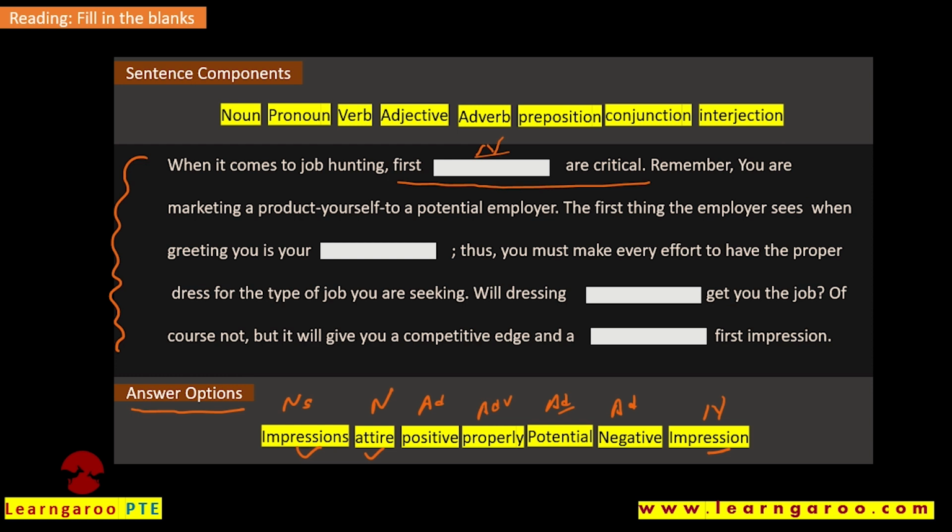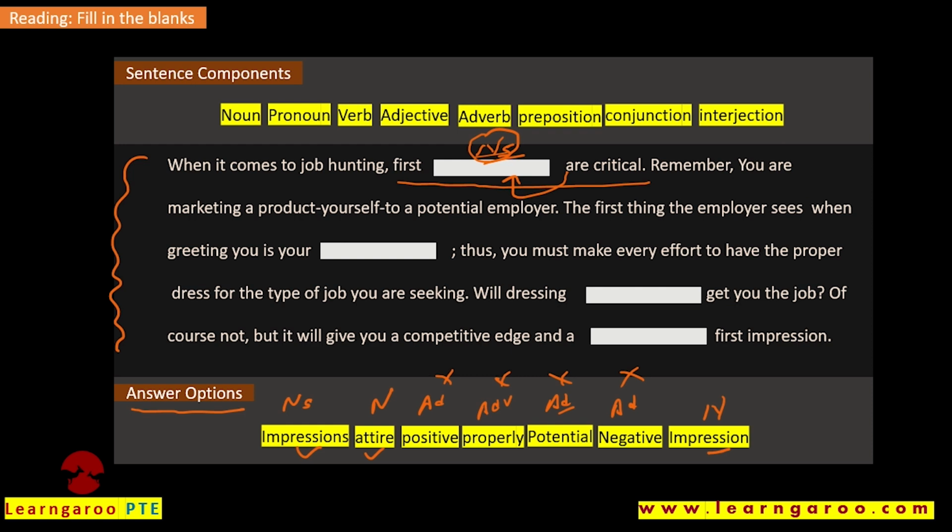Now we can easily eliminate the remaining part. We have only 3 options left. Out of these 3 options, we know that a noun is missing here. Now let's check what sort of noun is missing, whether a singular noun or a plural noun. "First are critical." The word "are" defines whether a singular or plural noun is missing. Now "are" indicates the plural noun. So now we know a plural noun is missing here.